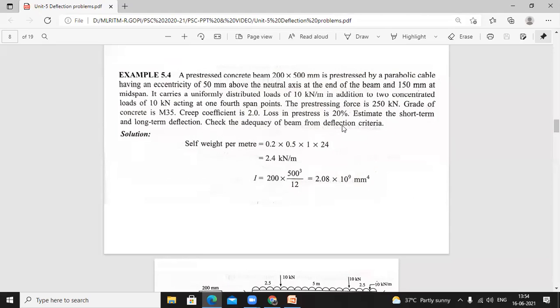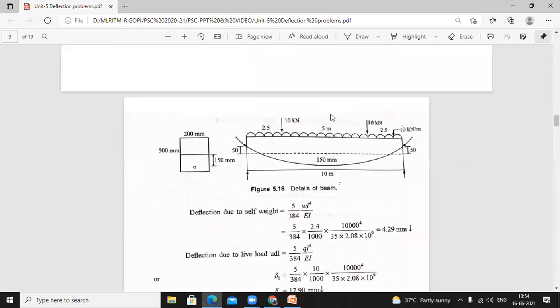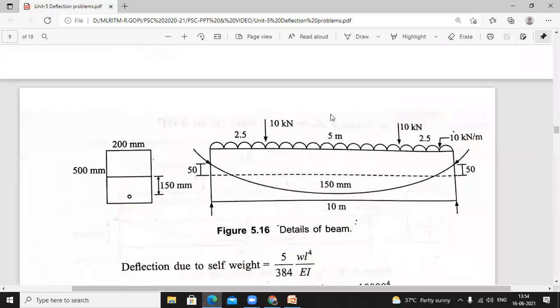Students, here you can see the span length wasn't mentioned in the problem. Unfortunately, the span length wasn't mentioned. Actually, it is 10 meter. Okay, it is 10 meter only. Now you can see in this diagram. So this is the diagram. You can see here, this is the simply supported beam, 10-meter length.